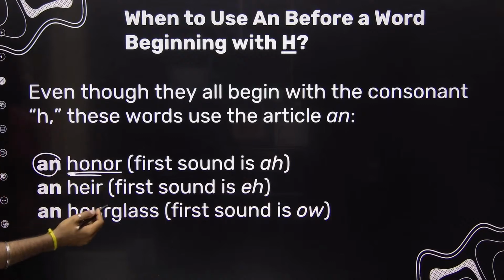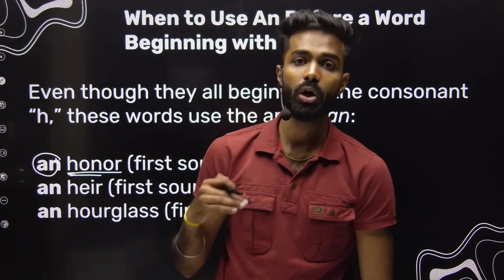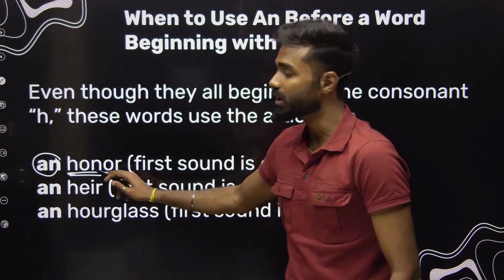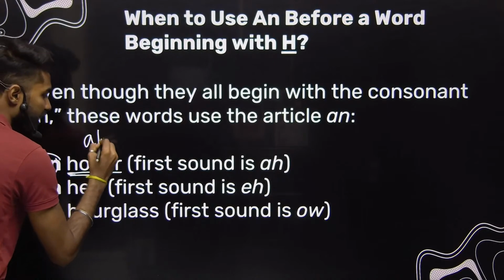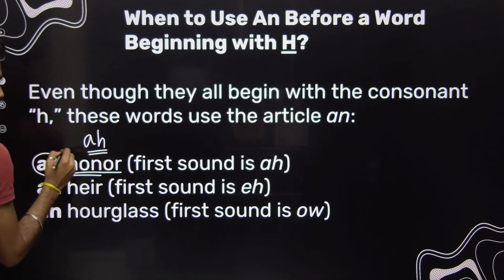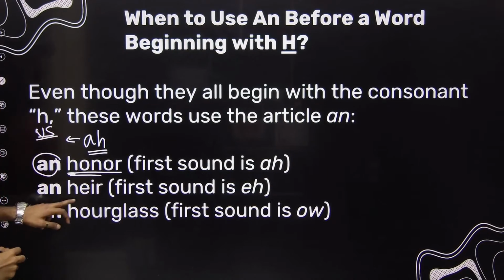Because of the sound it is producing. We are not going to say it as "honor" with an H; we are going to say it as "onor". So "o" is the sound produced, and that is a vowel sound. So I'm using "an".